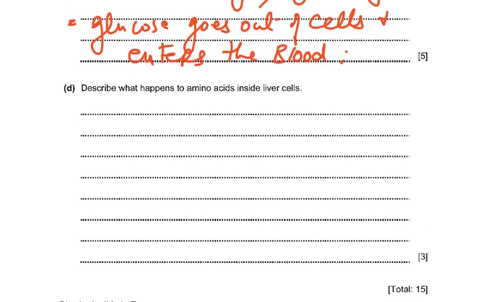Describe what happens to amino acids inside the liver cells. Now, this is 3 marks. So, first of all, the amino acids are used to make new proteins, or we can say protein synthesis. Then the excess amino acids are broken down and deaminated. Then the removal of the amino group forms ammonia, converted to urea. And the remaining part is, of course, a carbohydrate. This is used to provide energy. And of course, it can be used as a respiratory fuel.